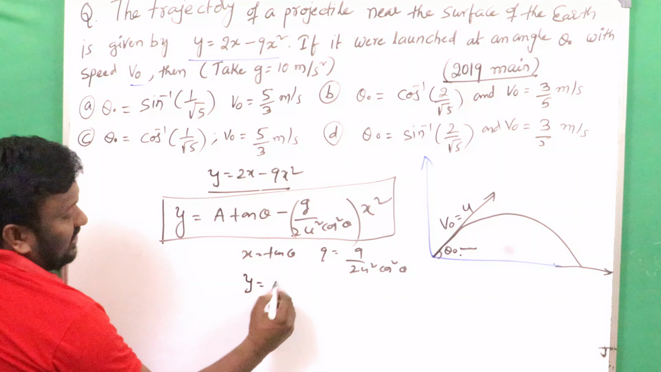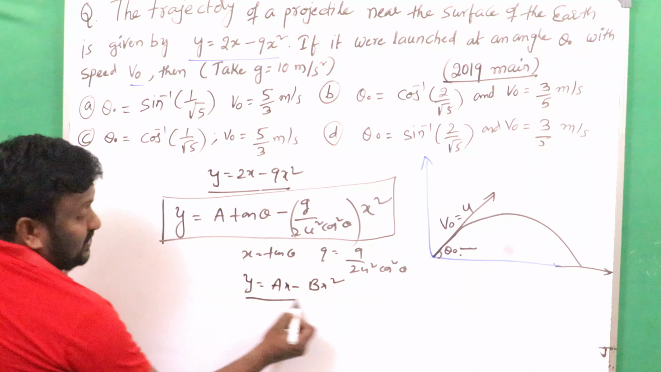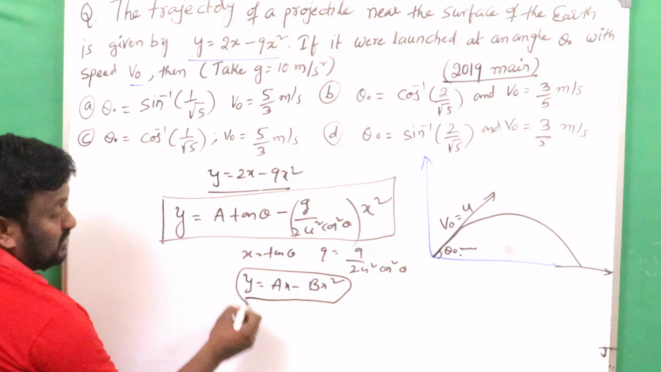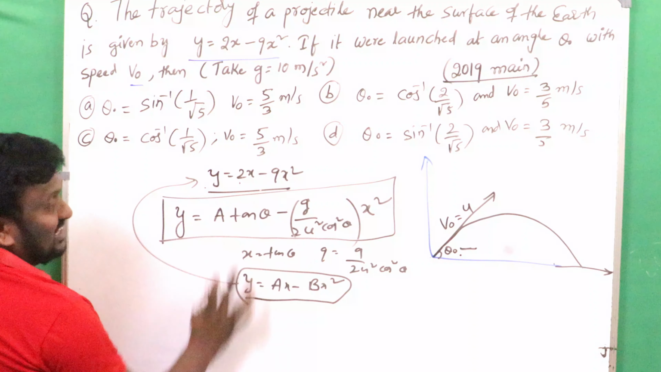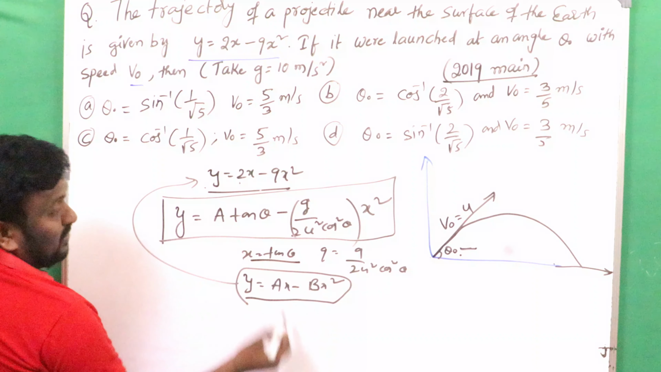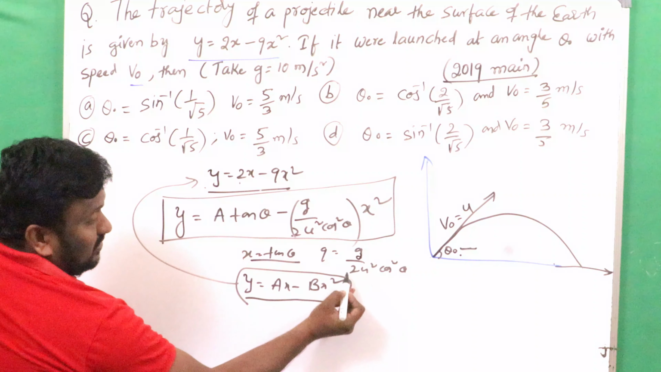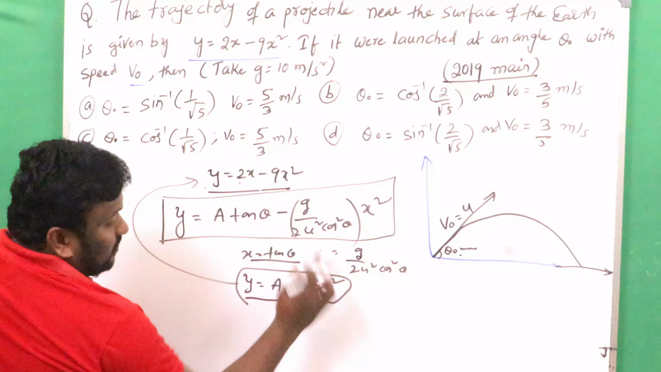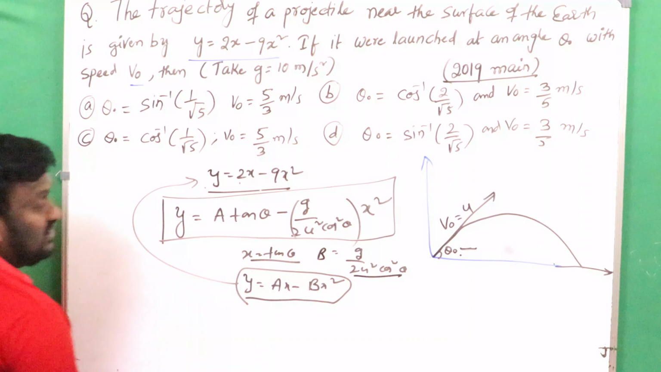The general equation is y equals ax minus bx square. In that equation model, we are given y equals 2x minus 9x square. So we take a as tan theta, and b as g by 2u square cos square theta.